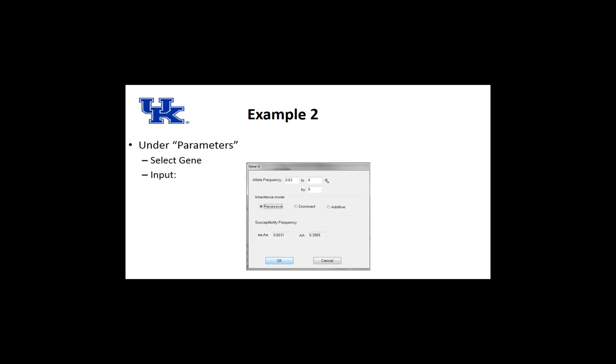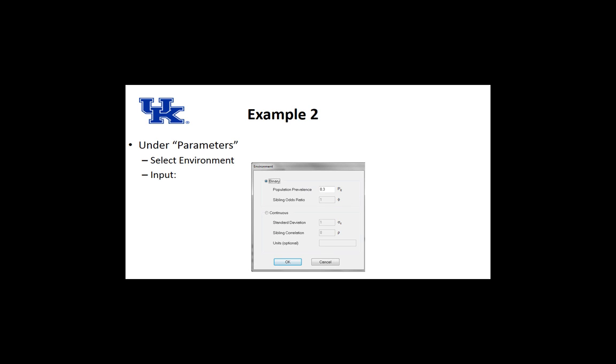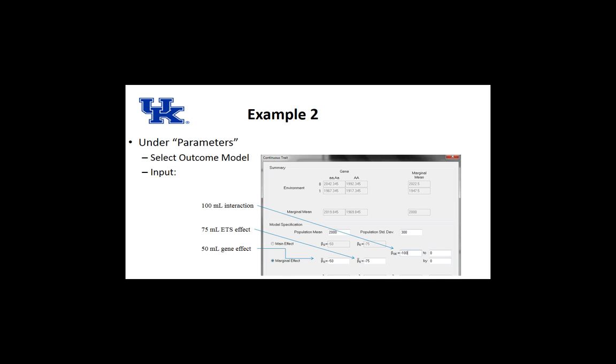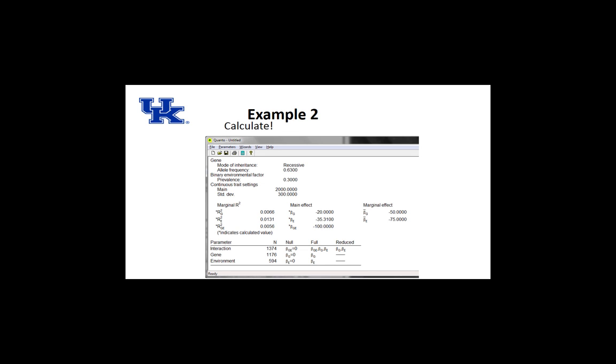Here we wouldn't have to change anything for the gene assumptions, allele frequency of 0.63, recessive mode of inheritance. We specify the prevalence of the environmental risk factor and enter these parameters for the marginal effect of gene, the marginal effect of the environment, and then the interaction, so the non-additive piece of having both the gene effect and the environment effect. And we hit the magic button, and we get a test of interaction here. We need 1,374 subjects.